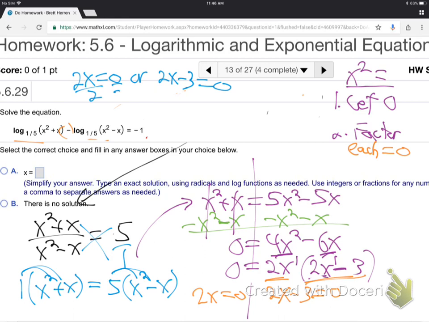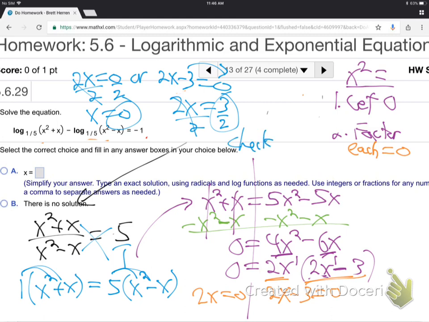So then divide by 2. This is x is 0. Jump the 3 over. Divide by 2. The 3 halves are 0, but we have to check. Remember, all logs must be checked. It's really quick. Just put in the 0. 0 plus 0, that makes the inside of that log 0. Noah, he's out. Is 3 halves okay?